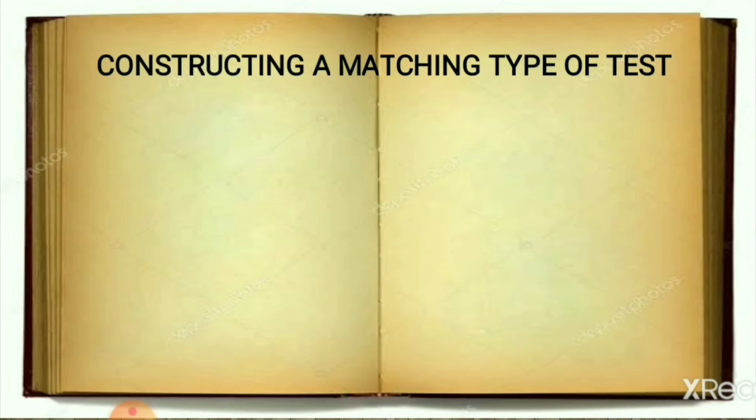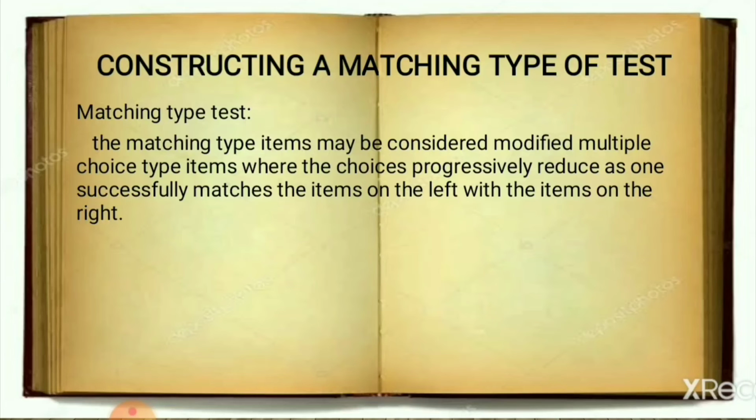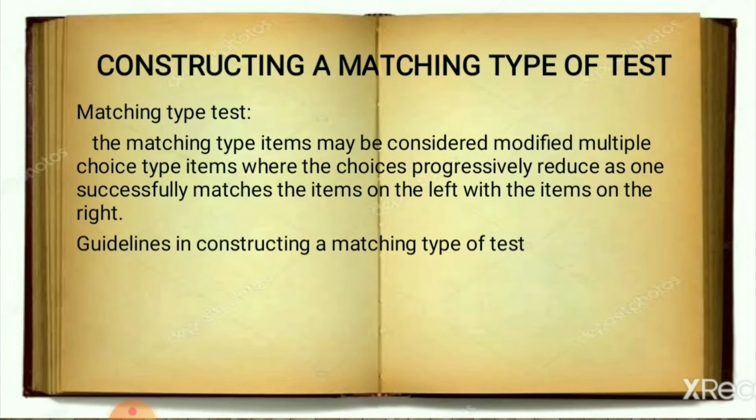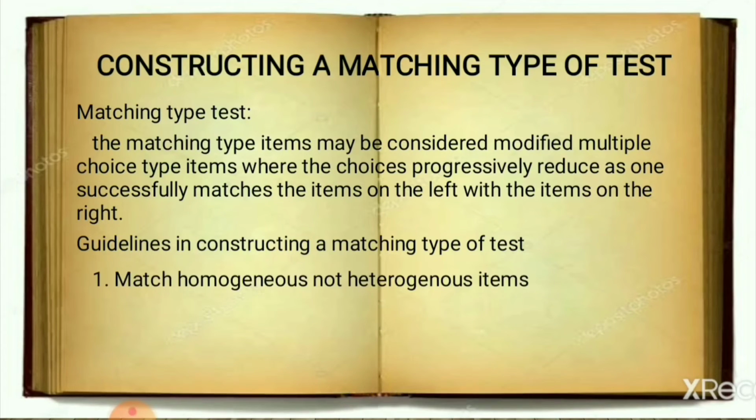Constructing a matching type of test. The matching type test item may be considered a modified multiple choice item where the choices progressively reduce as one successfully matches the items on the left with the items on the right. Guidelines in constructing a matching type of test.